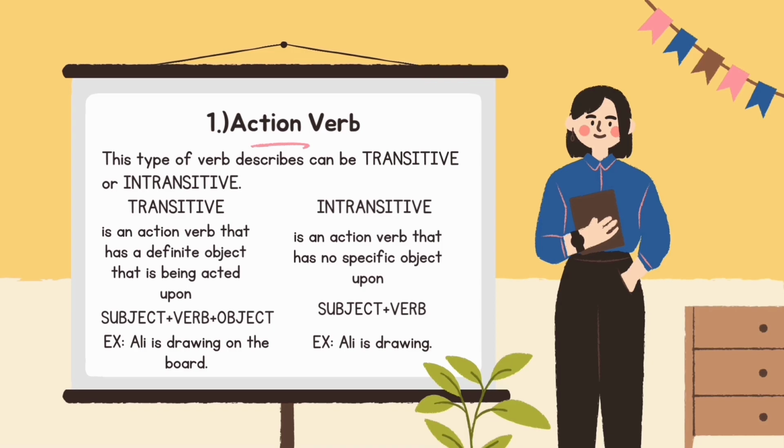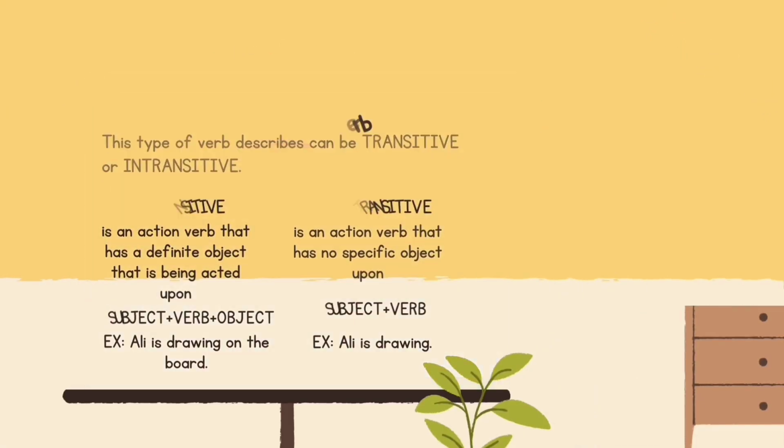Intransitive, an action verb that has no specific object that is being acted upon. Subject plus verb. Example, Alice is drawing.